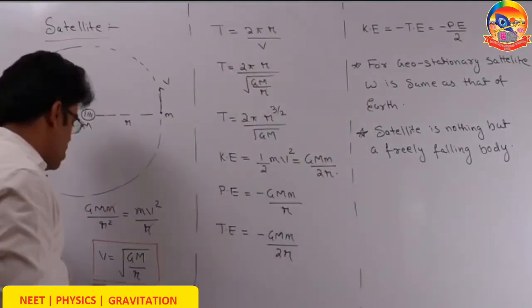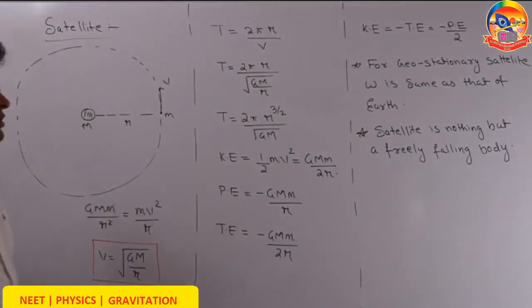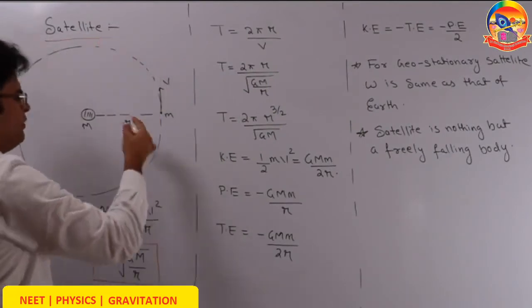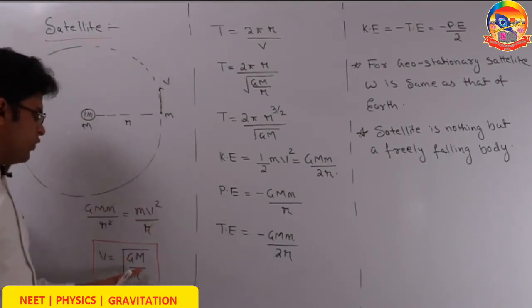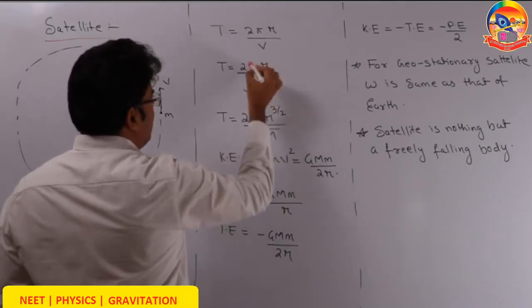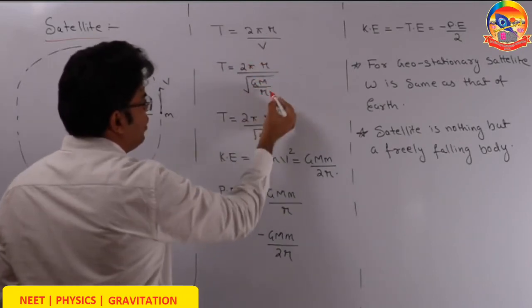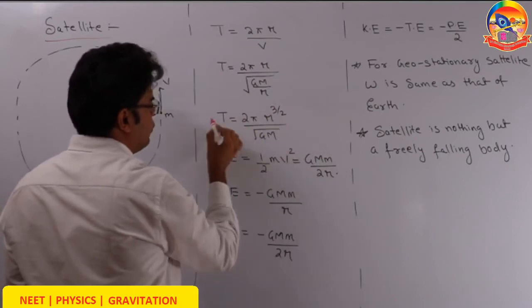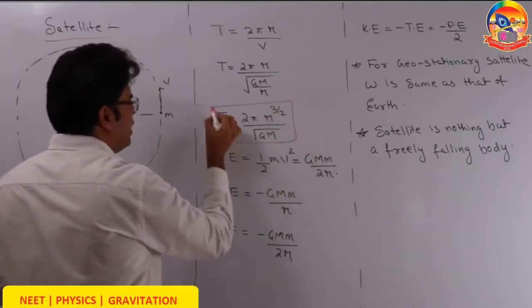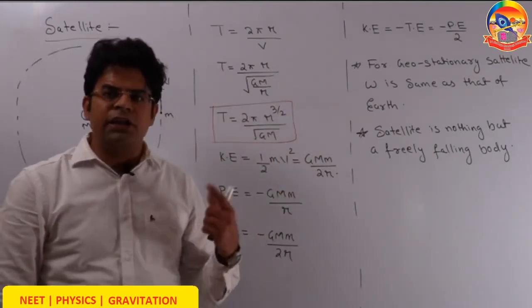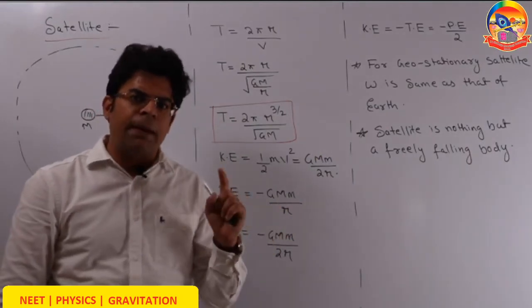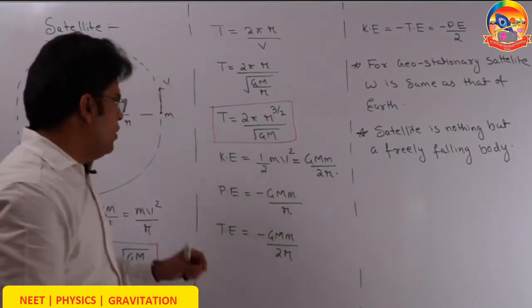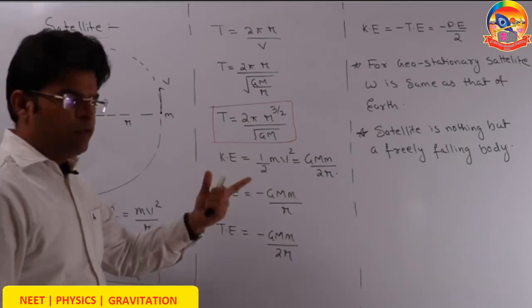Next thing, how to find the time period? Time period is nothing but 2 pi r divided by speed. Speed is under root of GM by r. So time period is 2 pi r by v. In place of v, write root of GM by r. This root r goes in the numerator and gives us r raised to power of 3 by 2. Notice that time period is proportional to r raised to power of 3 by 2, which is nothing but Kepler's third law. T square proportional to r cube, so T proportional to r raised to power of 3 by 2.